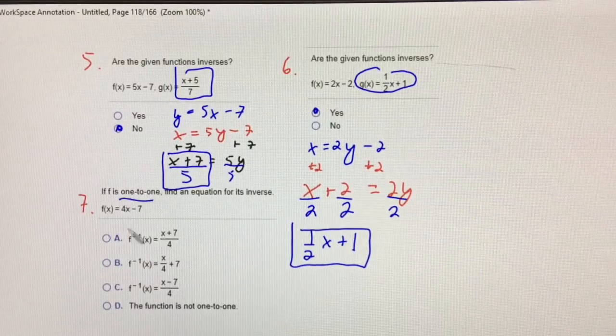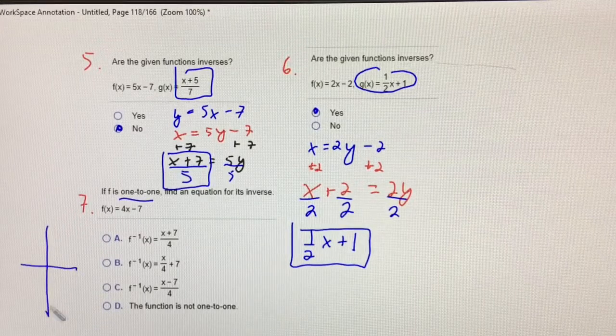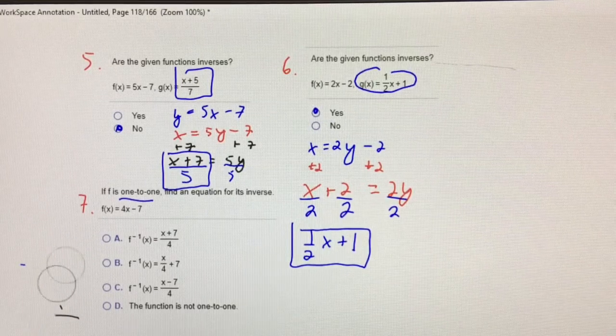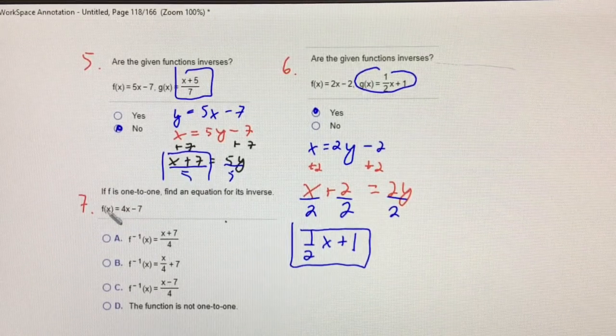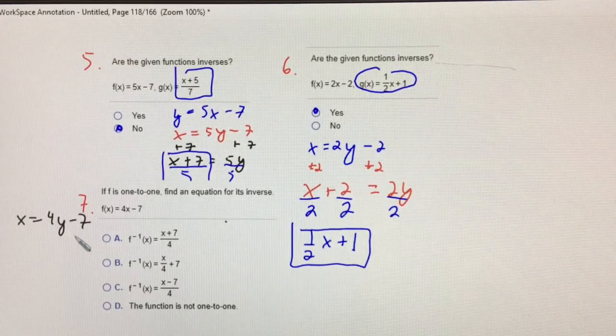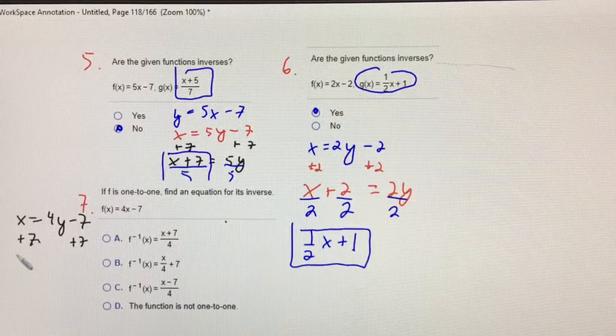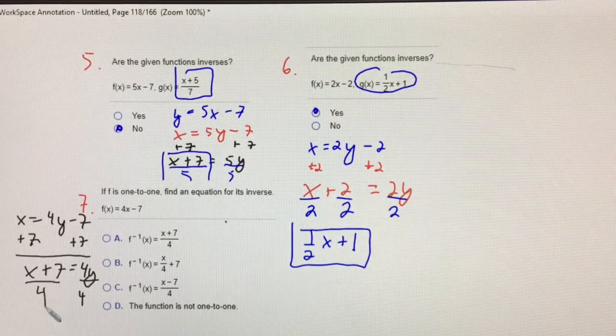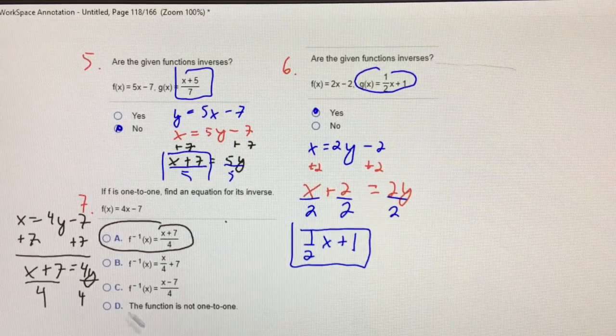They want to know if this is a 1-to-1. That is a line, 4x minus 7. It begins at -7, and it goes up 4 over 1. And a line passes the vertical line test and the horizontal line test. So yes, it is a 1-to-1 function, but then it wants me to find the equation for its inverse. So I'm just going to real quick rewrite it as x equals 4y minus 7, and I'm going to solve it for y. I'm going to add 7 to both sides, and that's going to give me x plus 7 equals 4y. Divide everything by 4. And notice I have a big fraction in my answers. So the answer is x plus 7 over 4. It's choice A. Not x minus 7, x plus 7.